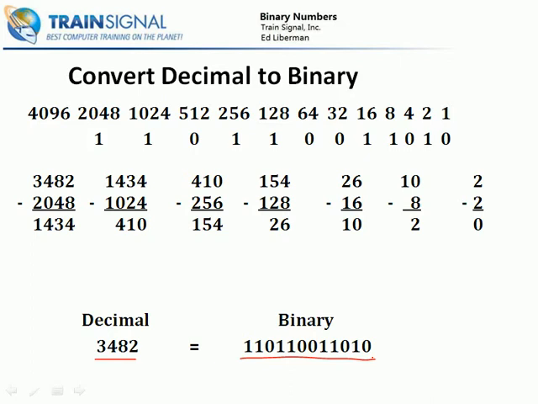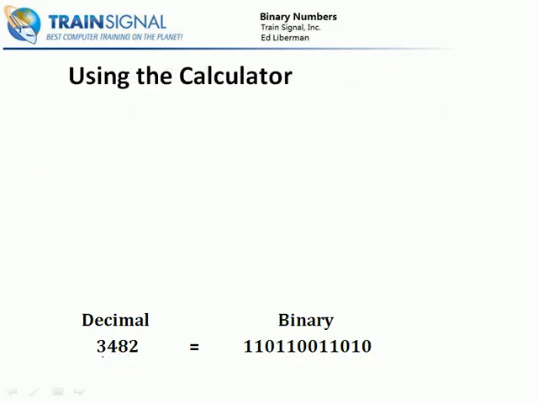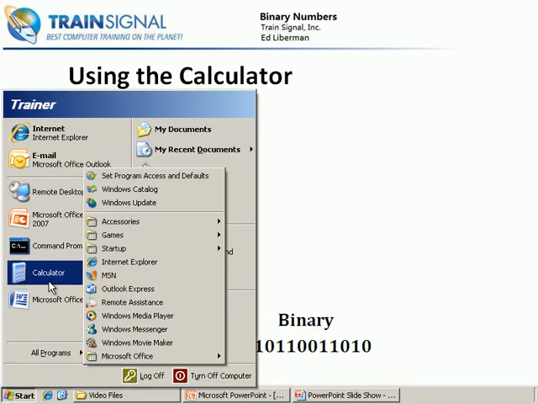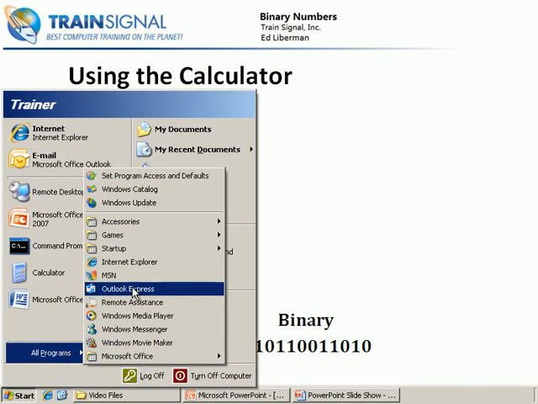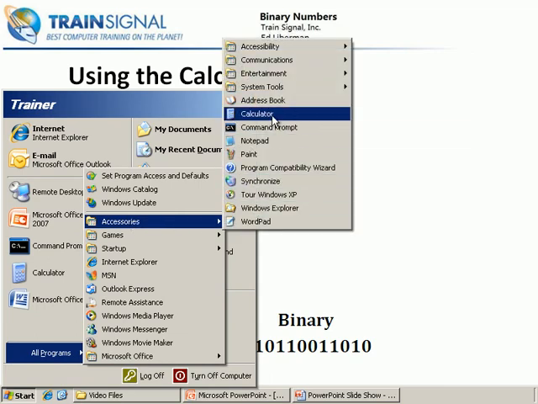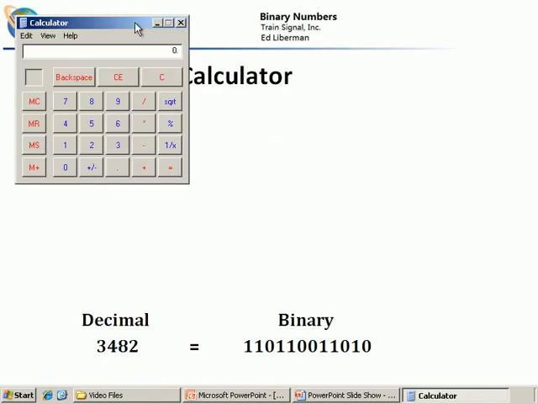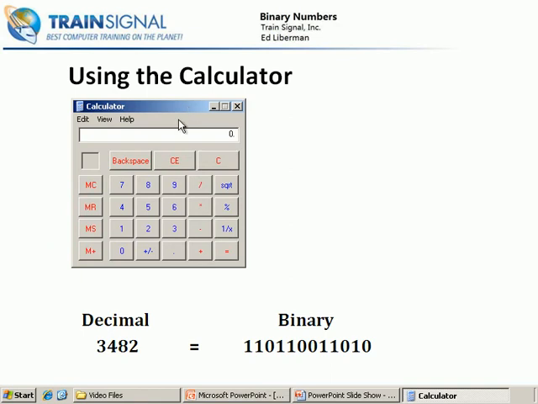Really not that bad, is it? Or maybe it is. If you find that this is difficult for you, you have the ability to use a calculator. And in all Windows operating systems, and on this particular system I'm on Windows XP, but if you go to your Start menu and you go to All Programs, Accessories, you'll find a calculator. And you look at this calculator and you might say, well, wait a minute.